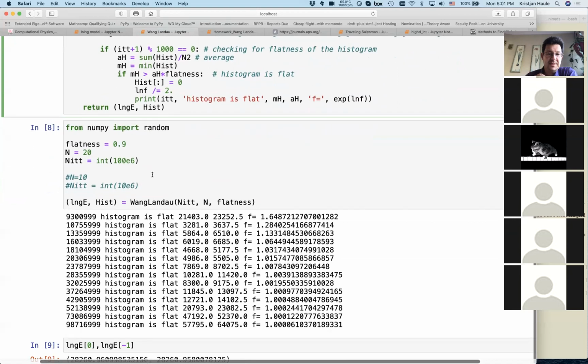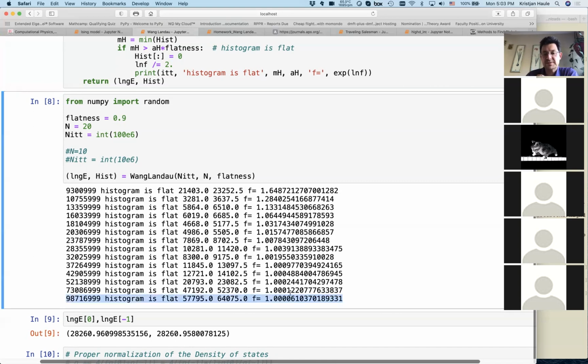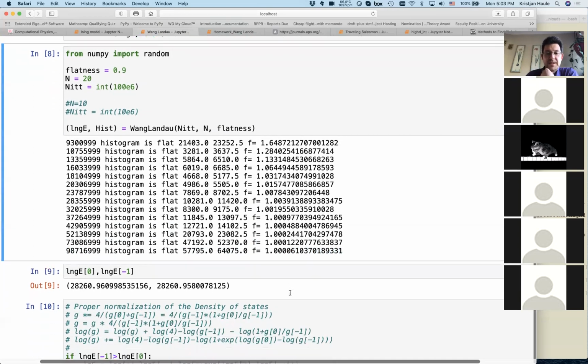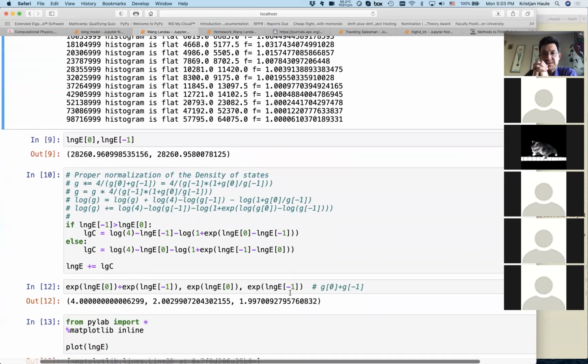And then we reset the histogram whenever we see that the histogram becomes flat, and then we reduce this modification factor in such a way that in the last iteration, the modification factor is very, very close to 1, which means that we're almost not changing the density of states anymore. We're multiplying with some factor which is very, very close to 1. And now the question is whether this actually gives a decent density of states.